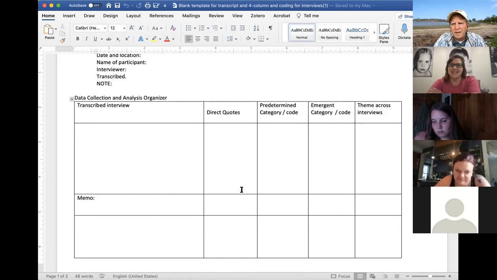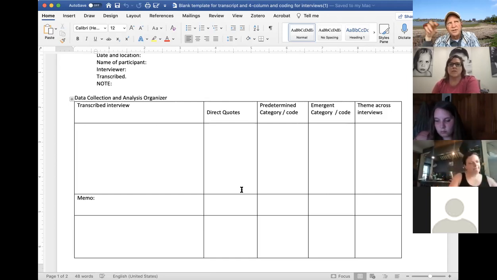Figuring out what are the best things that represent these ideas. Because the direct quotes are the link back to the data, that also then is possibly used in the write-up of the interpretation. So using quotes in your interpretation and your analysis is an expected way of taking the qualitative data and using it to explain your results.